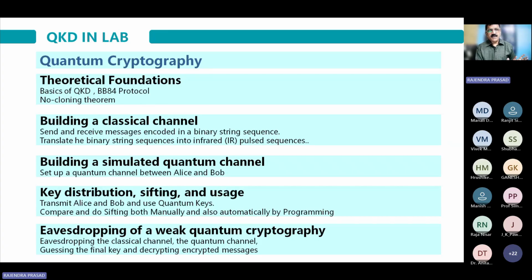So for that, we need a system which can also give you a basic theoretical foundation on this, building a classical channel for sharing information from one to one. In cryptography, we call it Alice, Bob, and eavesdropper. Alice is the sender, Bob is the receiver, and the eavesdropper is the third one who's trying to do the hacking. First we build a classical channel, and send and receive information from Alice to Bob. Then do the same thing in a simulated quantum channel.